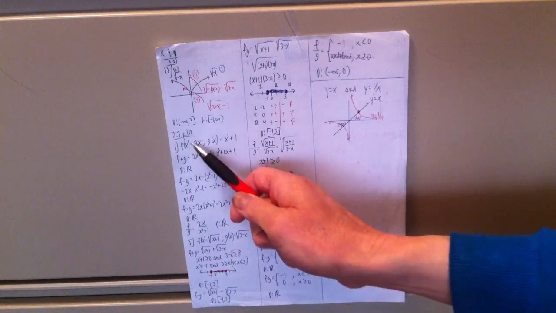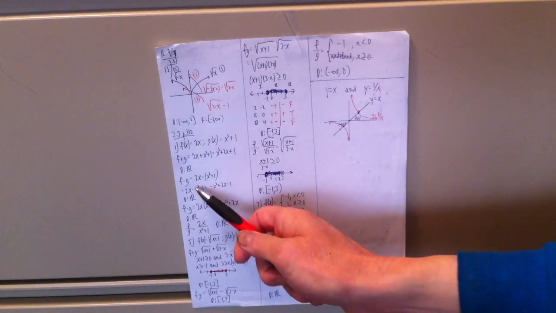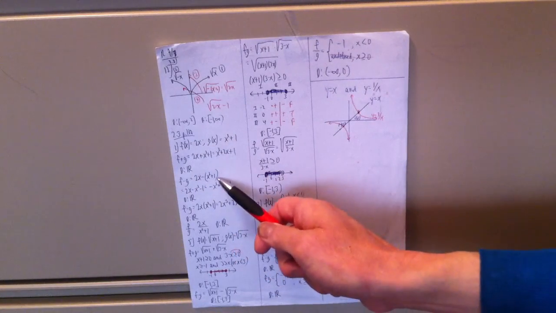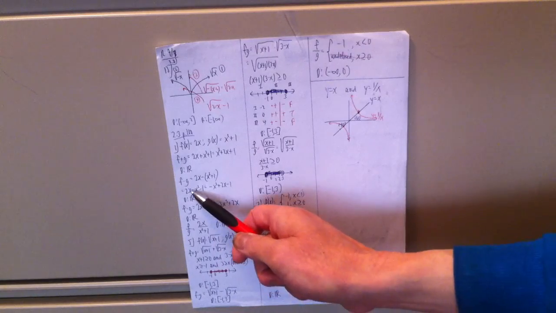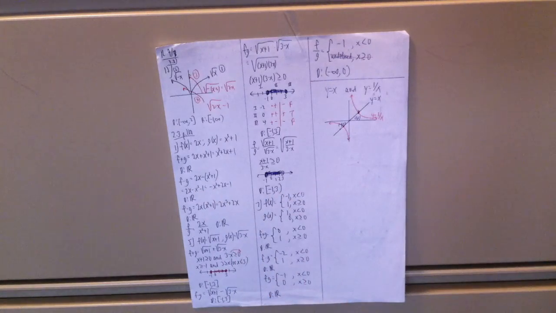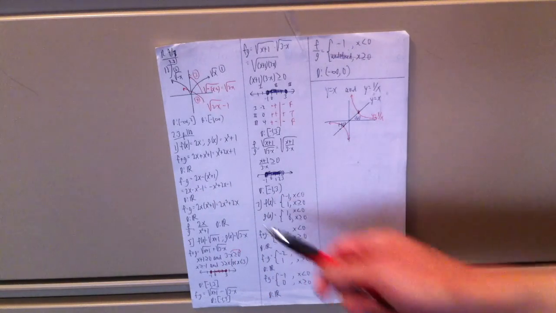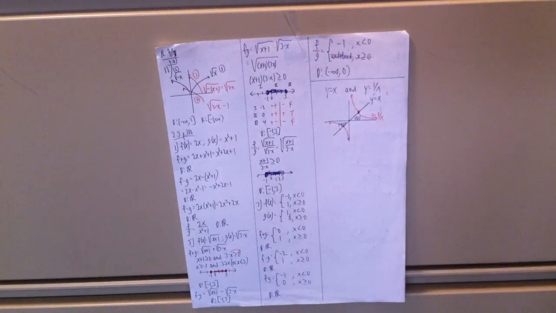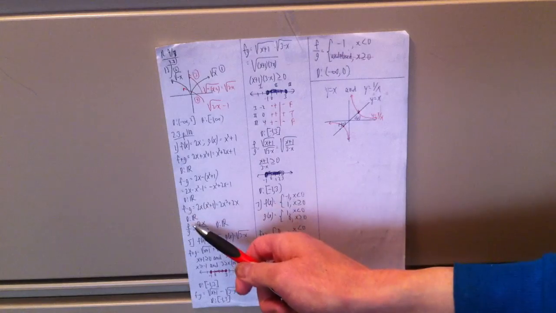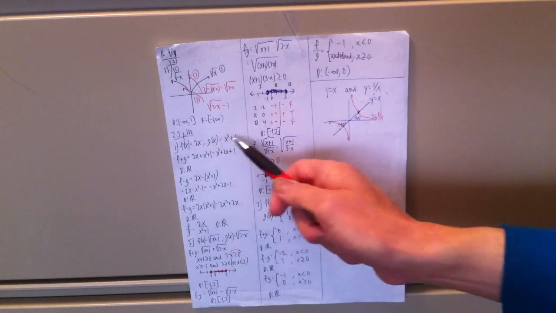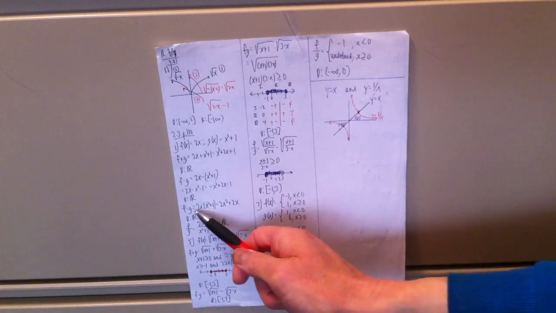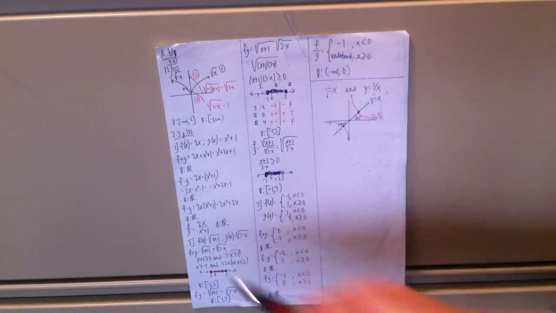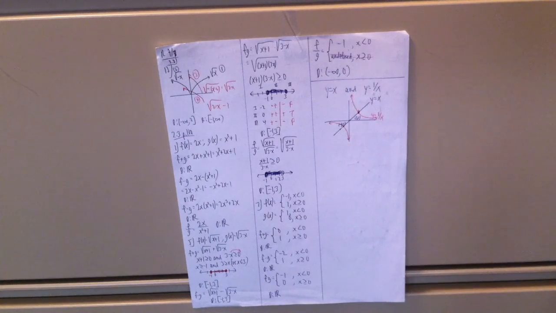F minus g, that minus that in parentheses, so 2x minus parentheses, x squared minus 1. Clean it up, negative x squared plus 2x minus 1. The domain is also all real numbers. There's no trouble here. You're not taking a square root of a negative. You're not dividing by anything. All real numbers. F times g, or fg, you just multiply. 2x times x squared plus 1 comes out to be 2x cubed plus 2x. Domain is again all real numbers.